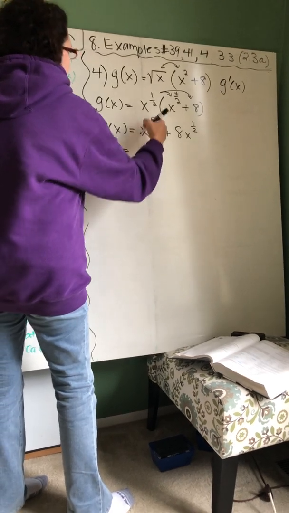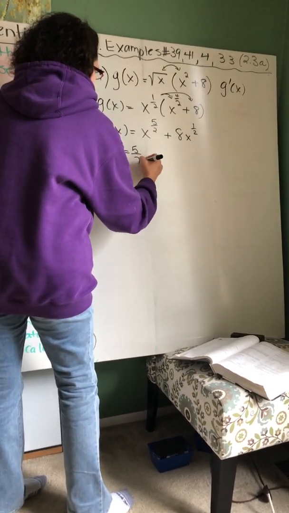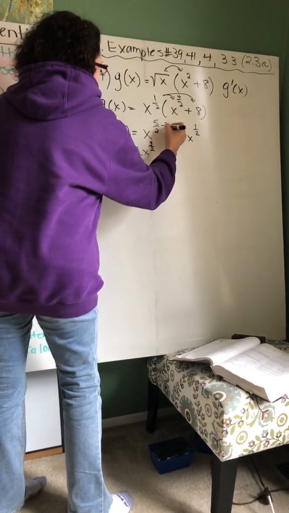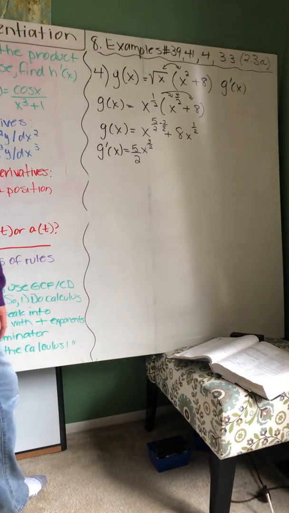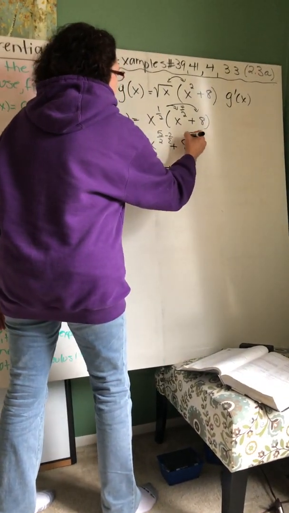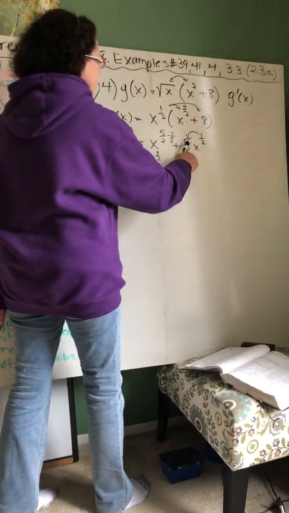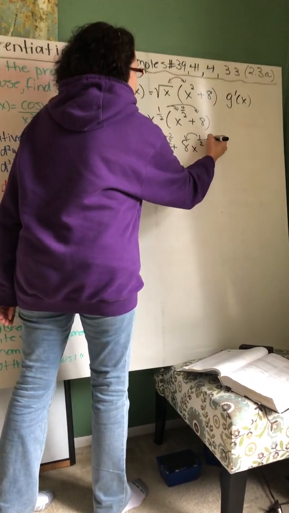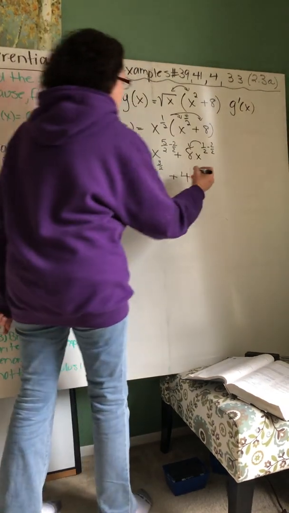I'm going to bring my exponent out front and multiply it and reduce the exponent by 1, which would make x to the 3/2 plus, I'm going to bring my exponent out front and multiply it. 8 times 1/2 is 4, and I'm going to reduce my exponent by 1. That makes a negative 1/2.